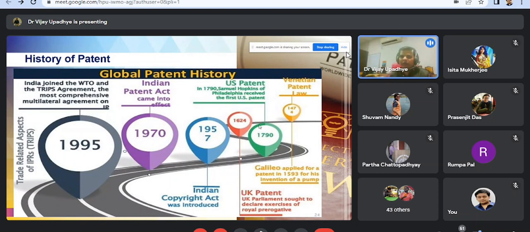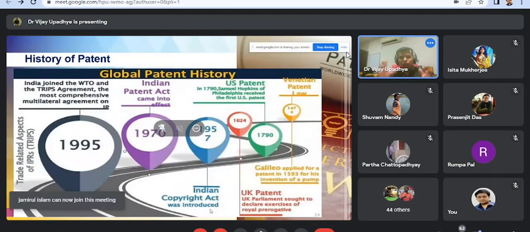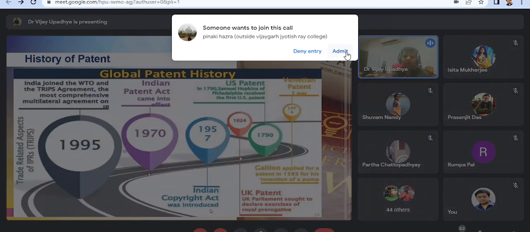Now in 1790 the US patent, Samuel Hopkins from Philadelphia, was issued the first US patent. Then in 1957 the Indian Copyright Act was introduced. After independence we were very proud of singing and copyright, as good singers and good poets are there. So anyhow the copyright idea came to mind. The real patent came in the Indian scenario with the 1970 Indian Patent Act, which came into effect.